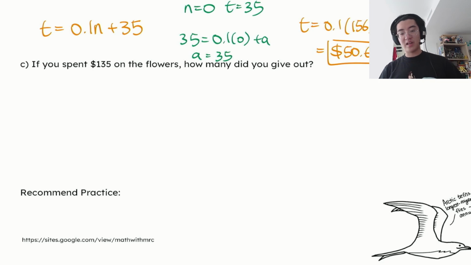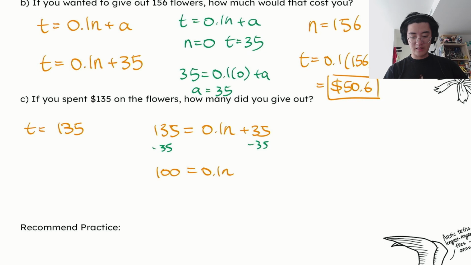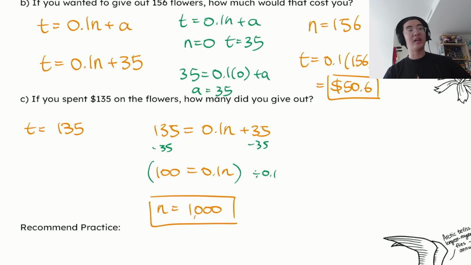If we spent $135 on the flowers, how many of those flowers did we give out? In this case, we're given the t, which is $135. Now we just plug it back into our equation. So 135 is 0.1n plus 35. This is a two-step equation. Reverse operations on both sides. Here, we can divide both sides by 0.1. So n is 1,000. So we gave out 1,000 flowers and paid $135.